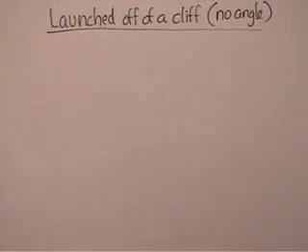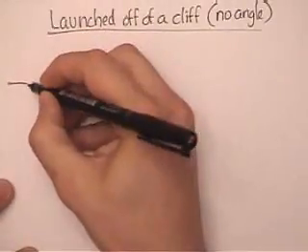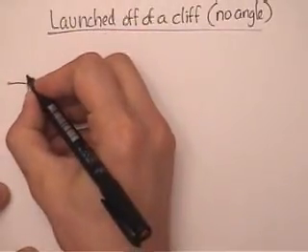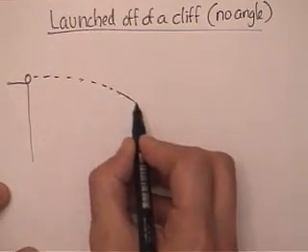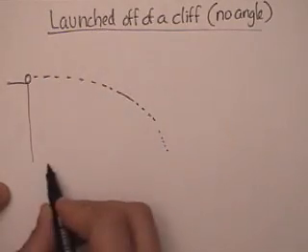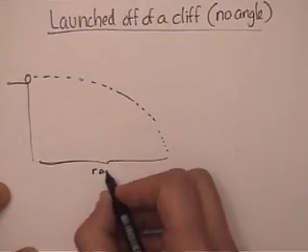Okay, let's do one of these now, where we're launched off of a cliff with no angle. So I'm not going to bother writing out the question. I'm just going to have this thing launched off here. It's going to travel straight out, but gravity's going to pull it down. This is going to be your range.